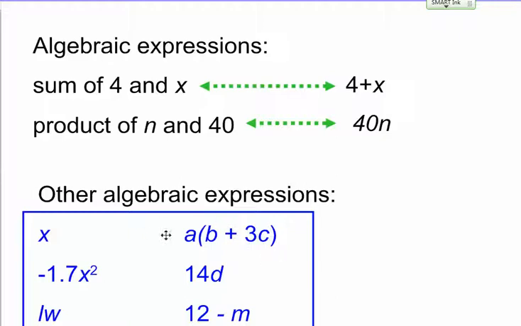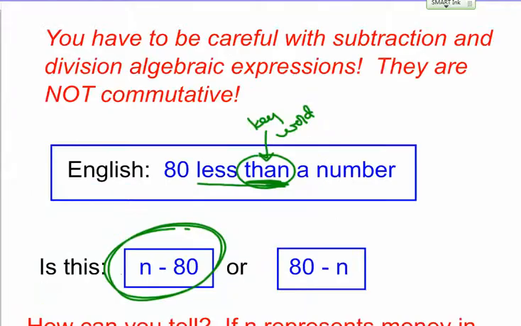That's a variable expression or an algebraic expression. I can have 1 number and 1 variable. That's an algebraic expression. I can have a variable squared multiplied by a number. I can have 2 variables side by side. That means to multiply L times W, like length times width of a rectangle. And I can have a number with subtraction and a variable. These are all algebraic expressions, also called variable expressions because they have a variable.